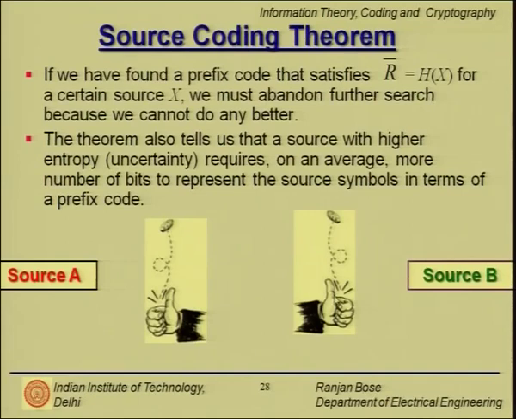But these two sources, even though they are emanating 1 bit say every 1 second, should not require an equal number of bits to represent the outcomes, because the source coding theorem says that look, the entropies are different.